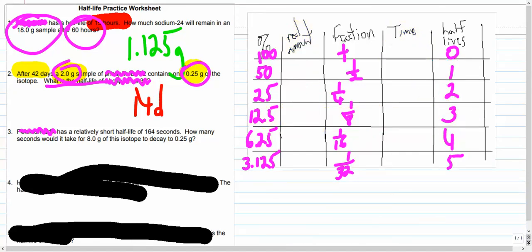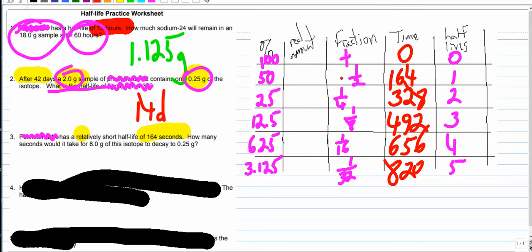All right, so this one. This one says it has a relatively short half-life of 164 seconds. That means that time here is going to count out by 164 seconds. So all I have to do is keep adding 164 to this all the way down. Okay, I confess, I just paused the video and used my calculator to add 164 every time.